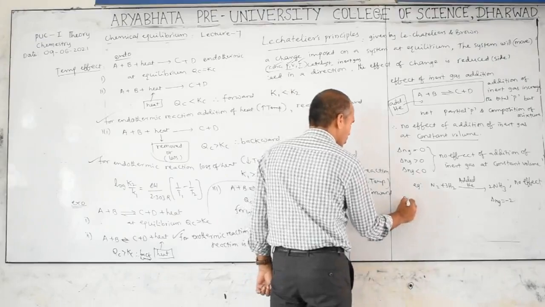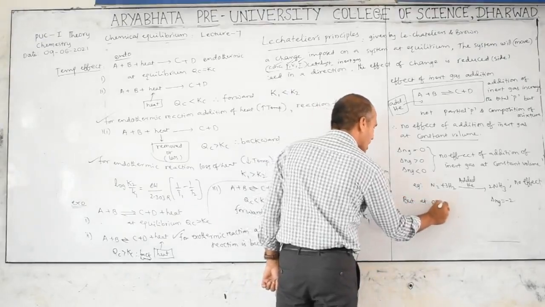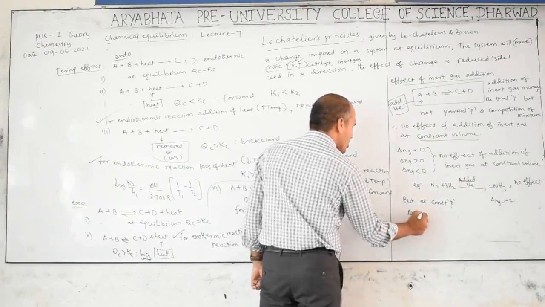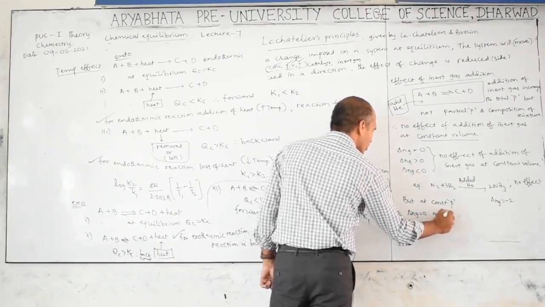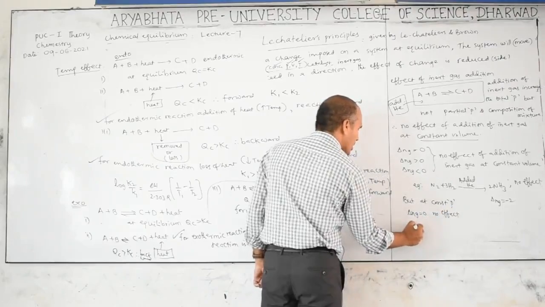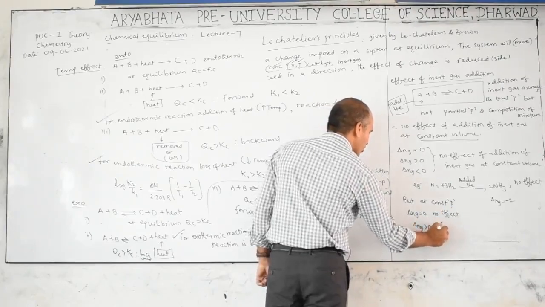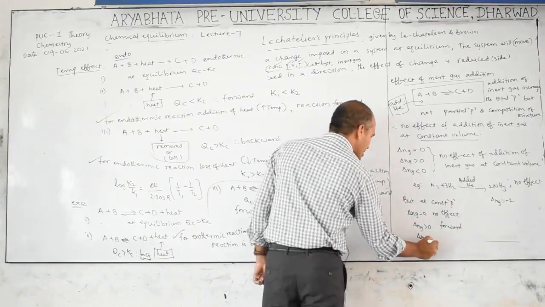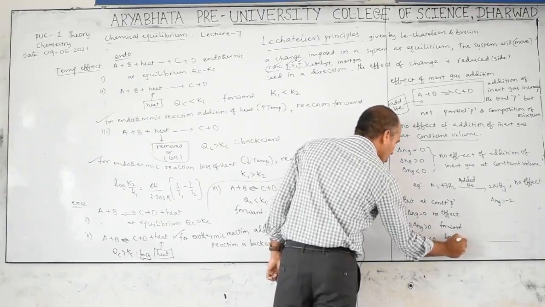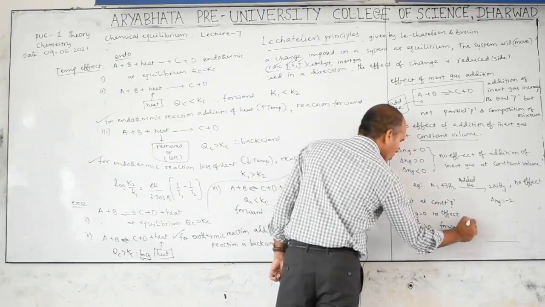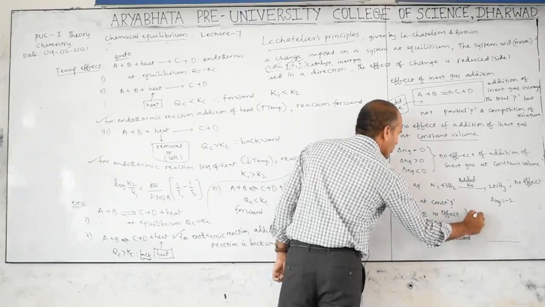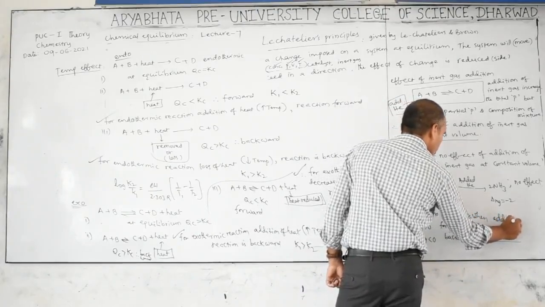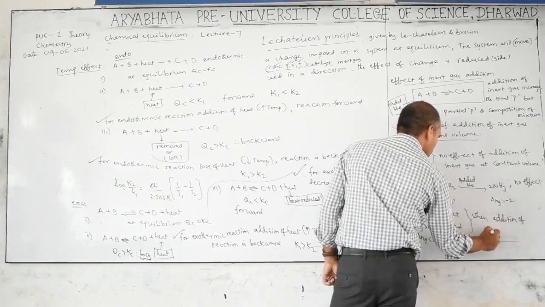But at constant pressure, delta Ng 0, no effect. Delta Ng greater than 0, forward reaction. Delta Ng less than 0, backward reaction. When addition of inert gas.